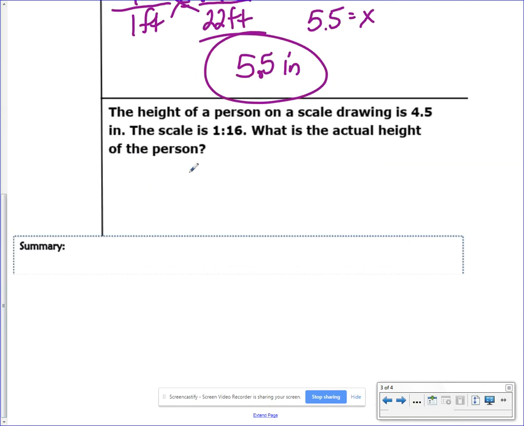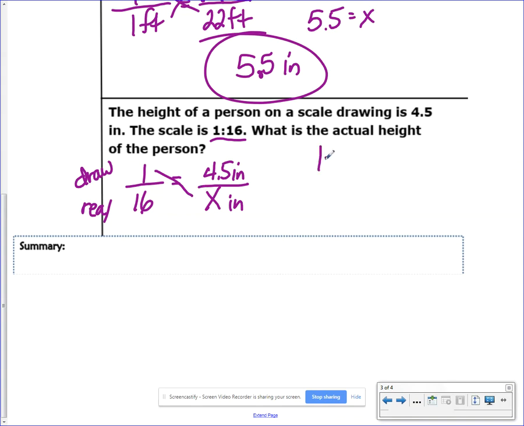The very last one. The height of a person on a scale drawing is 4.5 inches. The scale is 1 to 16. Now on this one, there are no units. 1 to 16. Typically, the top number is the drawing or the model, and the bottom number is what the real object or item is. So if the drawing is 4.5 inches, then this value down here is the unknown, and it will be in the same unit, inches. Our scale didn't have any.